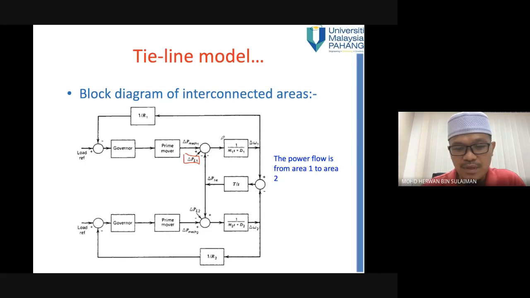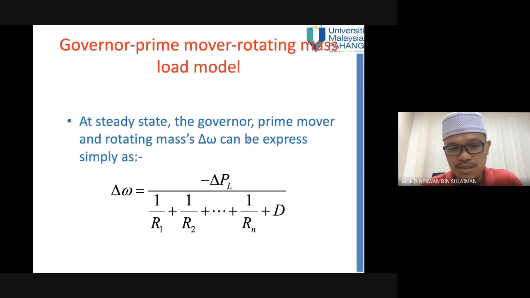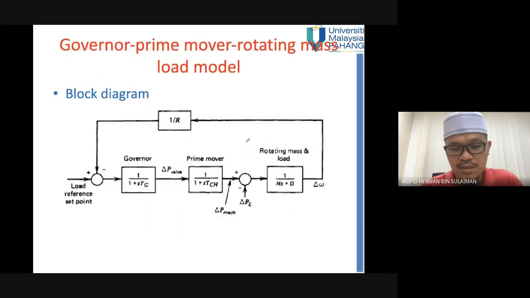And then we have this one, 1 over Ms plus D. We have discussed this thing. It's the rotating mass and load. Okay. And then we have the feedback here. So this is the example of the last discussion: governor, prime mover, and rotating mass load model.